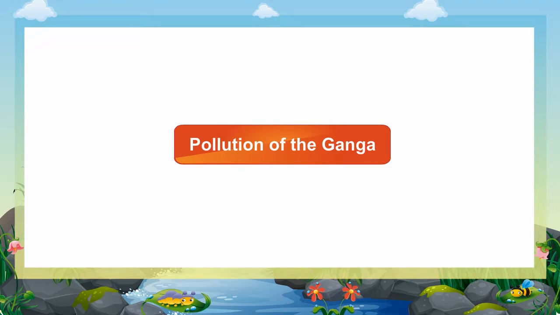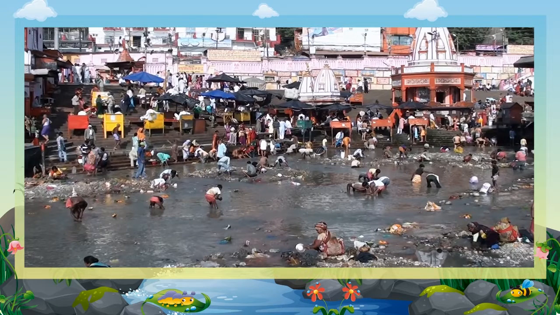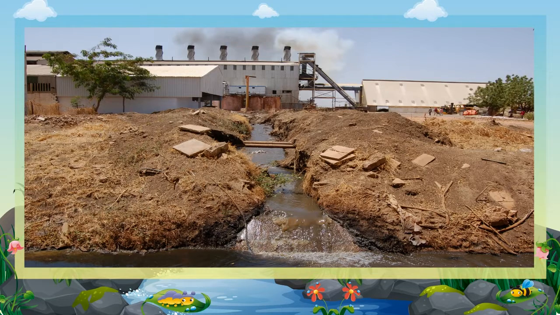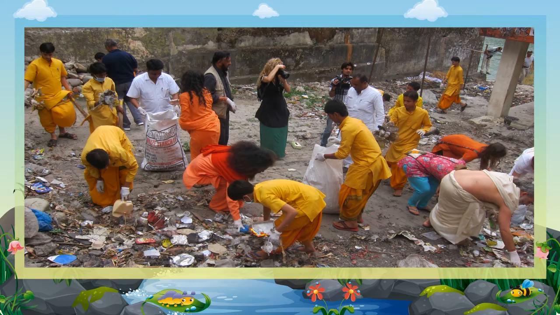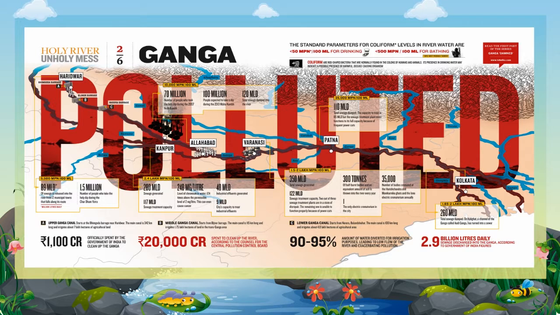Pollution of the Ganga. The Ganga is the most sacred river for Indians, but it has become highly polluted due to industrial and household wastes being dropped into the river. The extreme pollution of the Ganga affects 400 million people who live close to the river. The government has set up the Ganga Action Plan to clean the river. Many laws have been made to prohibit dropping domestic and industrial wastes into the river.